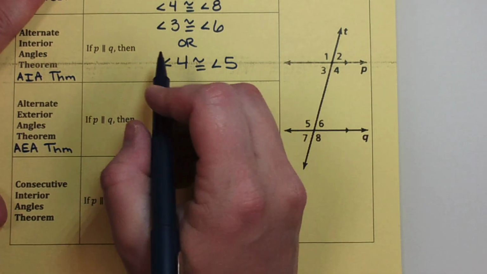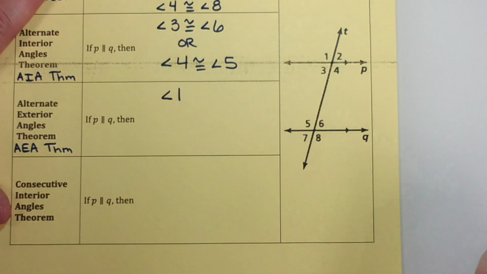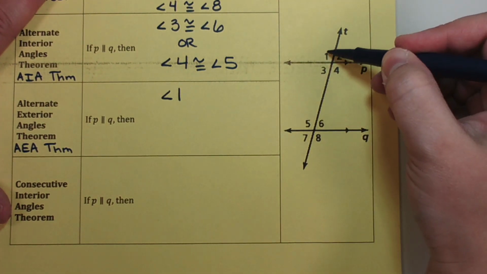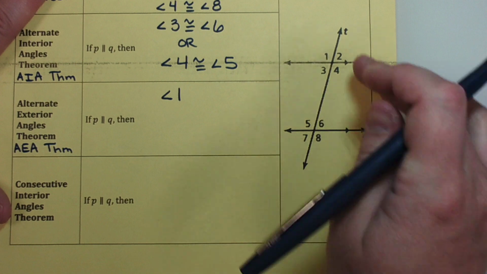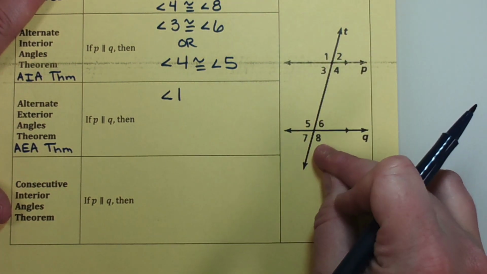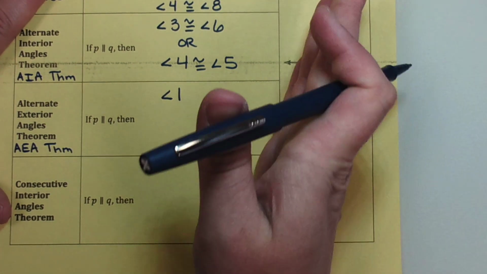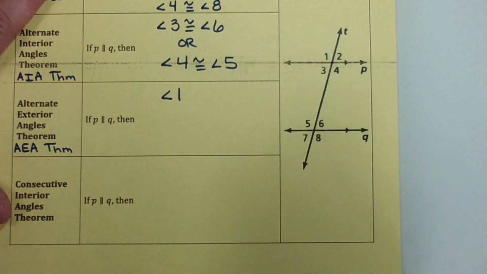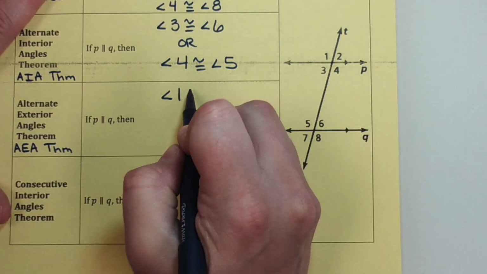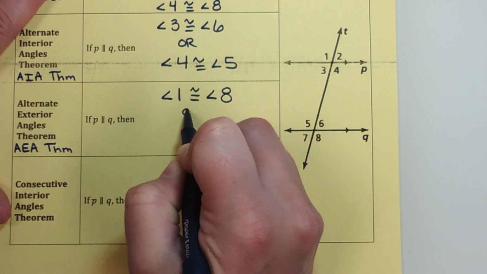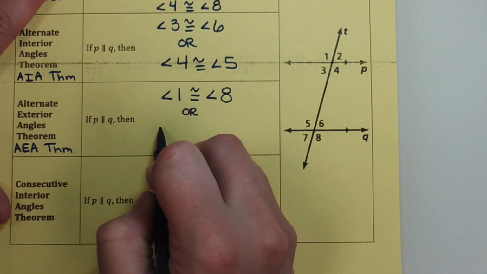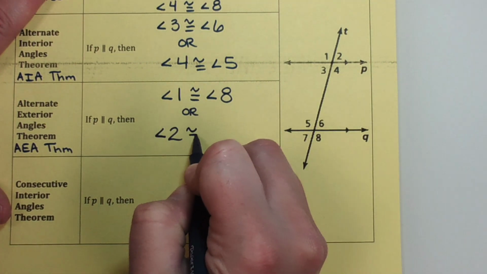It would be something like angle 1 and angle 8. Has to be the other side of the transversal, so on the right side of it, and exterior. So in this case, 8. Alternate exterior angles are also congruent. 2 and 7 would be the other pair.